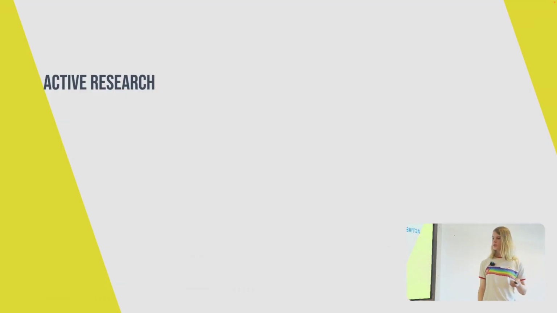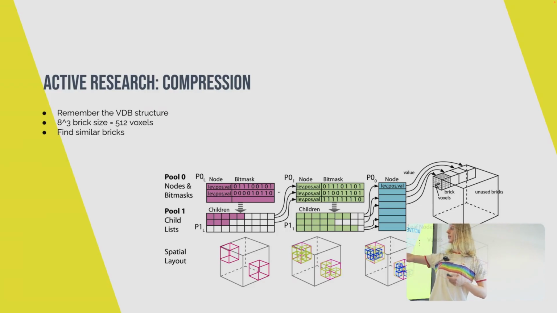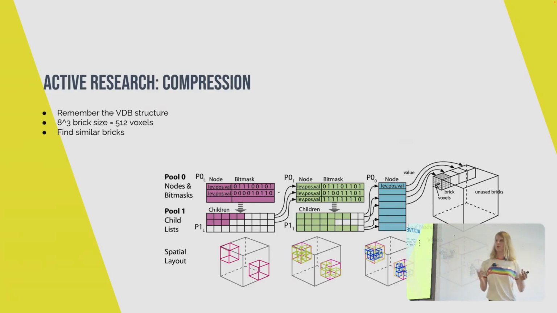So now I will talk about some active research that I'm working on. So firstly, compression. So let's have a look again at the VDB structure. I didn't talk too much about the actual voxel data, but the voxel data is stored in bricks. Bricks are 8 by 8 by 8 voxels, so that's 512 voxels.